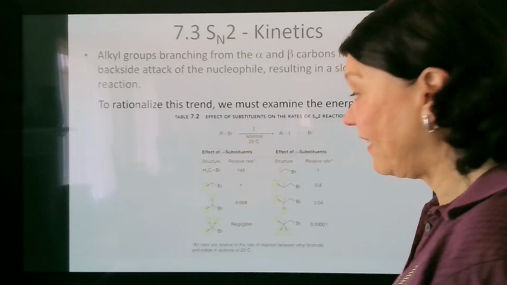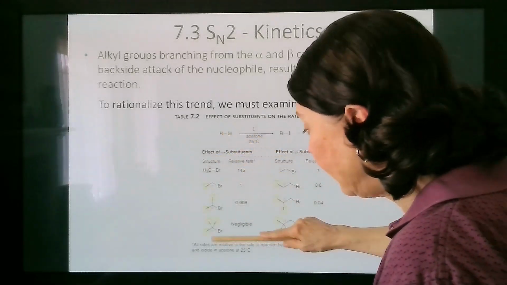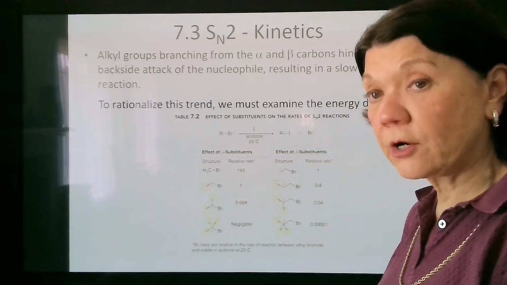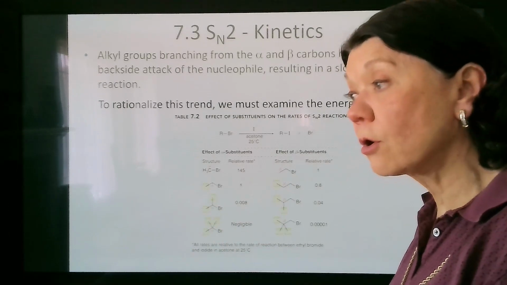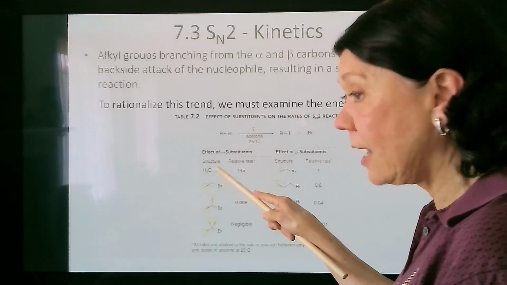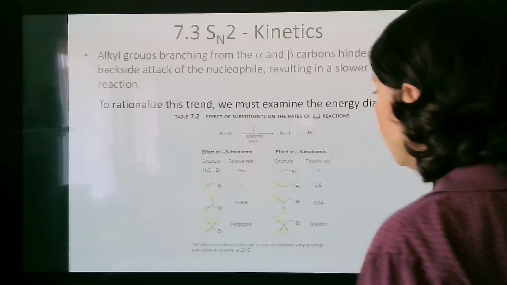That's a steric effect. As you increase the branching, you increase the steric hindrance, and it makes it harder for the nucleophile to come in and do the backside attack, occupy the antibonding orbital.